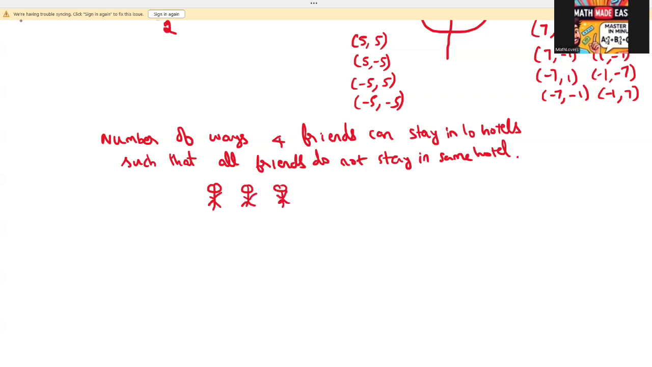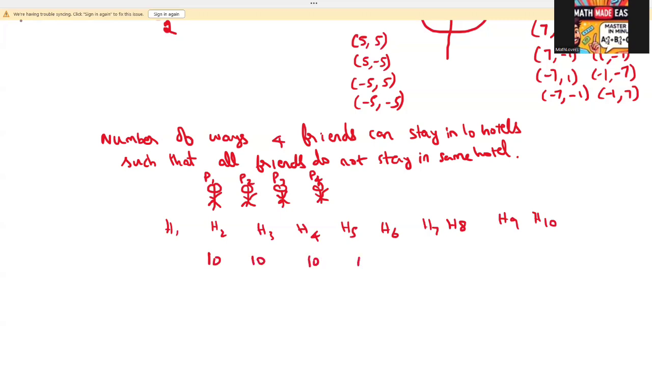I'm not so good in artistic skills as you all know. So for each person, you can literally look at the number of options available. There are 10 hotels. So this person one can go to any one of the 10 hotels. So he's got 10 ways to choose it. Same way for person two, person three, person four. Let's say they choose independently. So it's 10 into 10 into 10 into 10. So this will give us 10 power 4 ways.